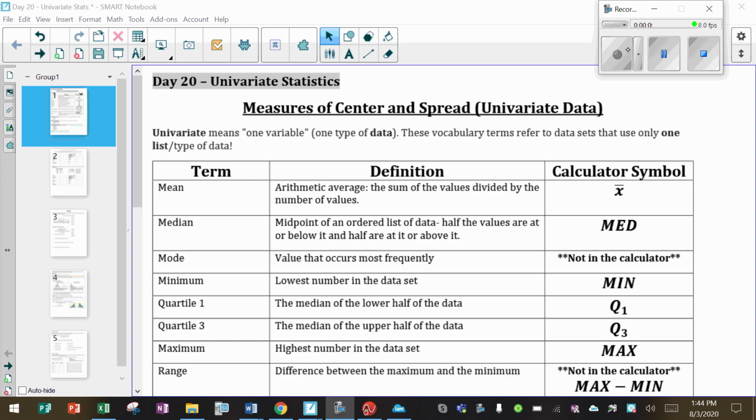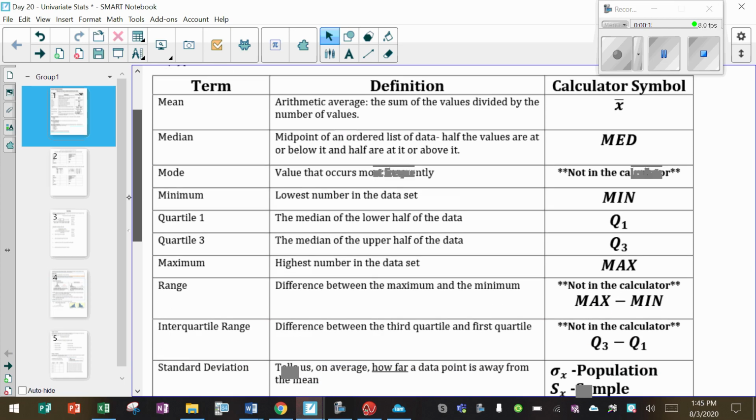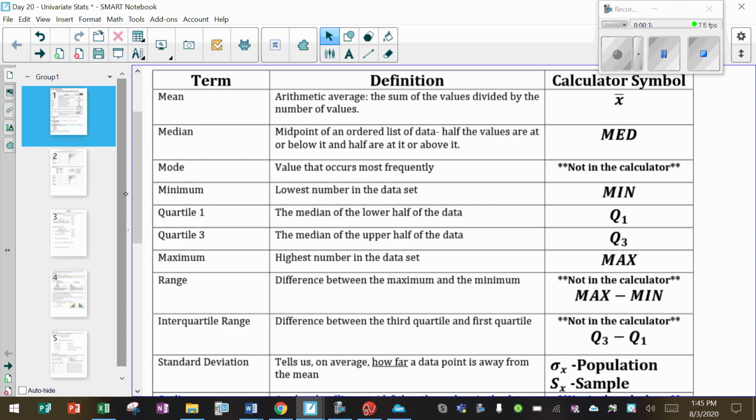What you first see on your notes page and on the screen are all the different terms and symbols for what we will be talking about for our univariate stats unit or lesson. Now, univariate means one variable. Like unicycle, one, vari as in variable. So it's one variable statistics.